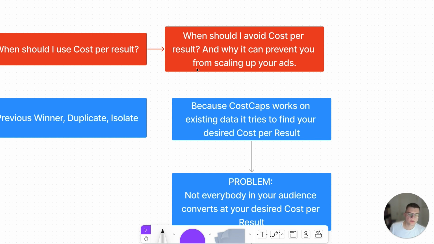Some are easier to convert. Maybe they've been to your competitor's website and they just see your ad and you're lucky, you convert them for a few bucks. Whereas others maybe need to see your ad a couple of times, and you spend some more money on them.